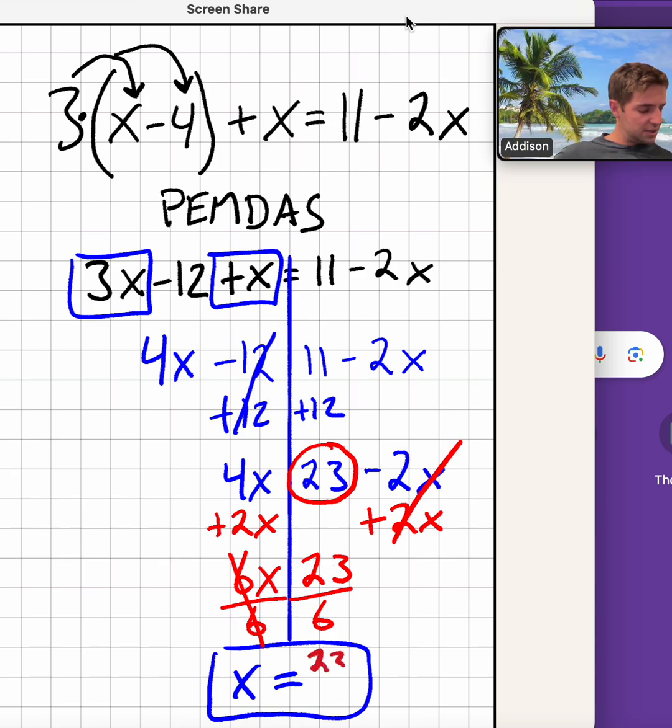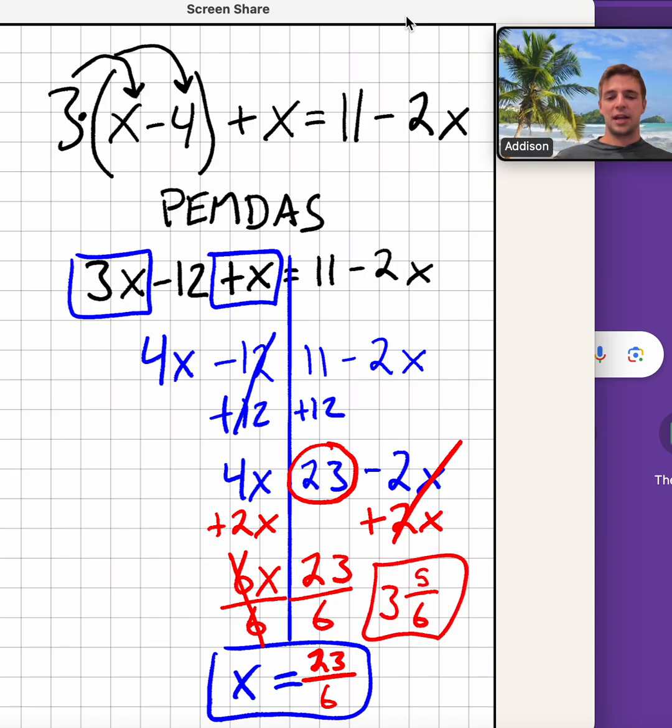Now 23 over 6 is a perfectly good way of representing an answer. It's called an improper fraction. Now if I wanted to represent that as a mixed number, I could. 6 goes into 23 3 times with a remainder of 5/6. So I could also represent the answer as 3 5/6.